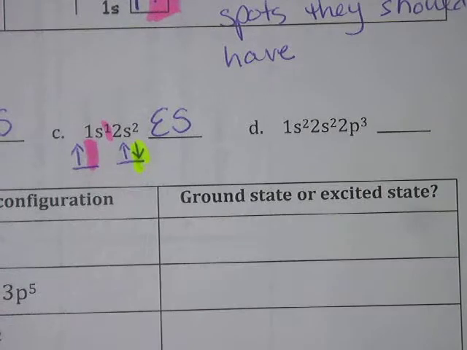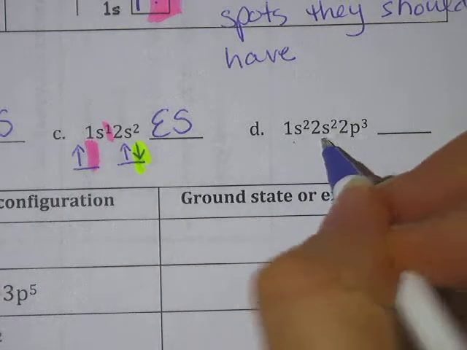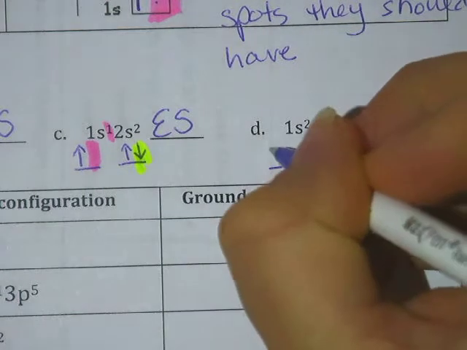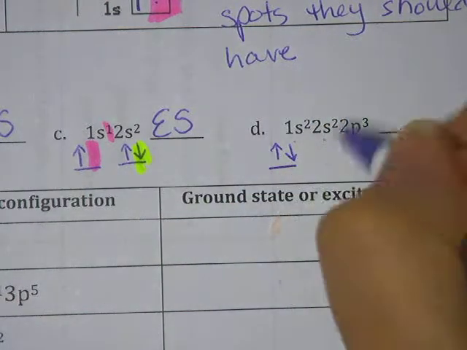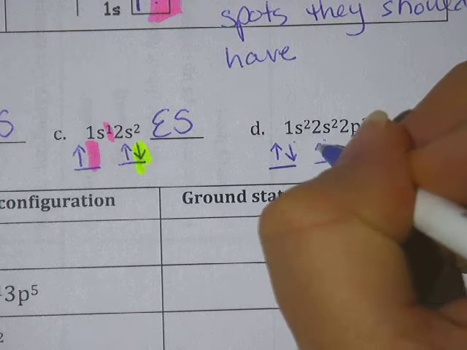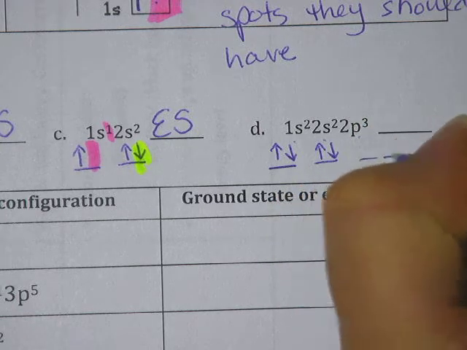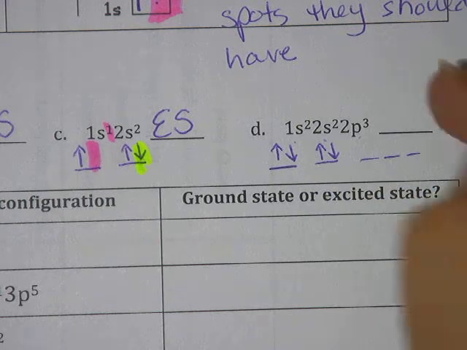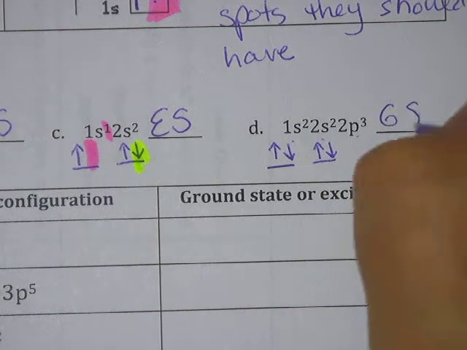And this last one, part D, 1s2, 2s2, 2p3. Again, s's always have one orbital. These are both full. And then they move on to 2p from there. So if all the lower ones are full, that tells you that's normal, and this should be the ground state.